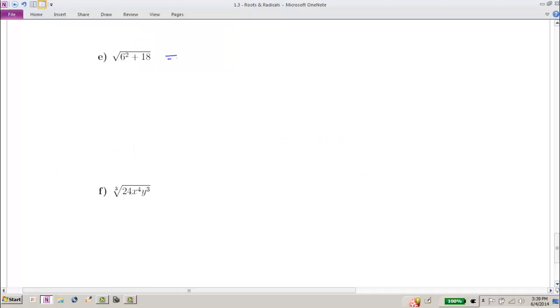In part E, we have some addition happening. So one thing we have to be very clear of is the fact that we cannot split up a radical over addition. And in fact, we could see that we have 6 squared inside, but we can't bring out a 6 because we have addition here. Addition sort of ruins all of our nice simplifying rules. So what we have to do first is actually evaluate this expression that's inside the radical. So 6 squared is 36 plus 18. 36 plus 18 is 54. So we have the square root of 54.